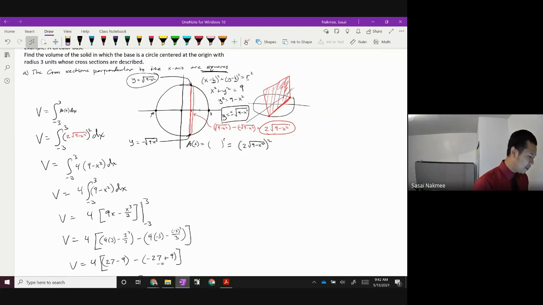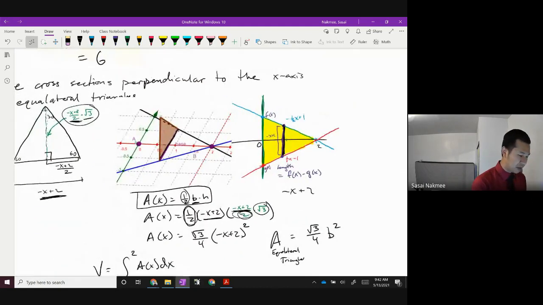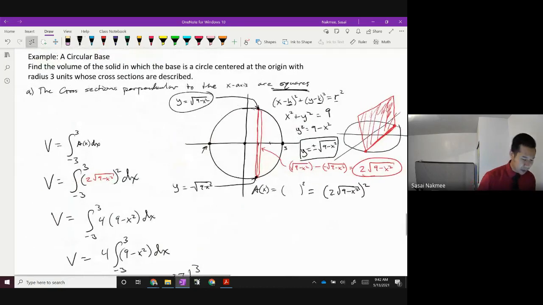So if they give you functions, like in this case, they gave us functions here and we could draw it out and we can see what the base is. You can clearly see how to find this distance by subtracting, the top function minus the bottom function. If they don't give you a function, they give it to you in a sneaky way. You need to be able to think and figure this out.